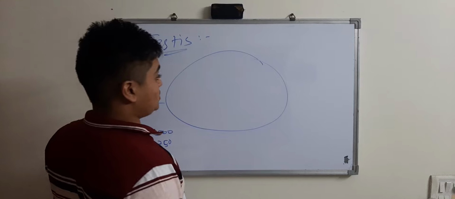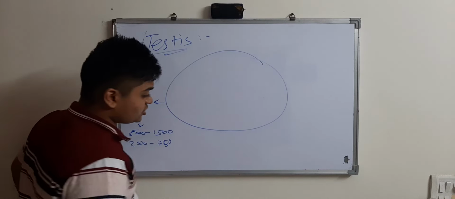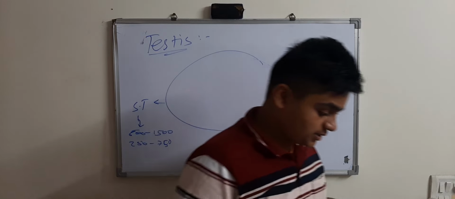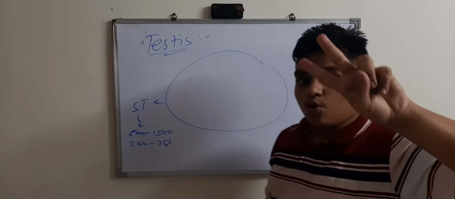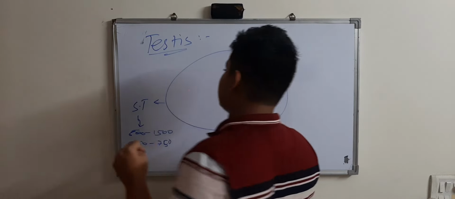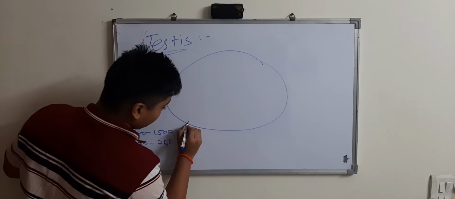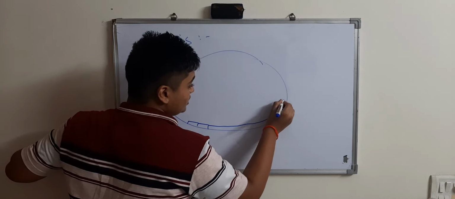250 compartments. Got it? Now this seminiferous tubule basically contains 2 types of cells. What are those? One is the germinal epithelium. Two is the Sertoli cells. Now, what are these germinal epithelial cells? These germinal epithelial cells are present in the outer lining like these.